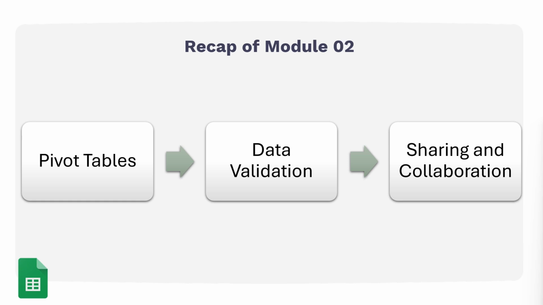That concludes module 2. So we covered pivot tables. The great thing is we can receive some suggested pivot tables. We took a look at how we can introduce data validation, in particular creating in-cell dropdowns to limit the type of data that can be entered into a cell. And we explored the different options available when it comes to sharing and collaborating on a document as well.